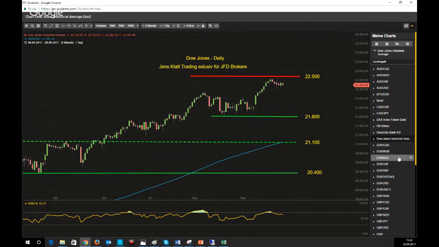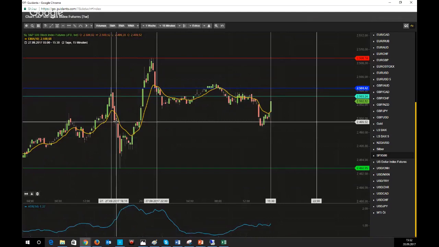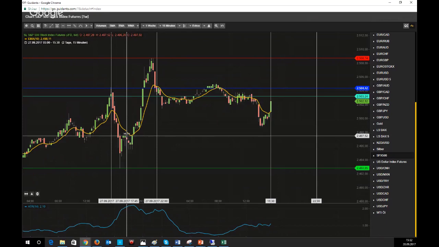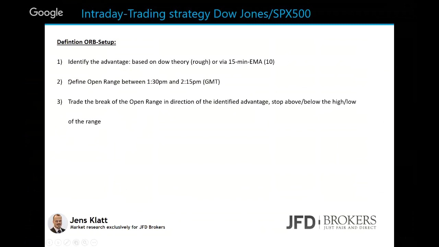But on the other hand, it's also very important to note that there's a chance that we are short on the day. That's happening the moment we are trading below the 10 exponential moving average on a 50-minute time frame. So first of all, we need to wait for an open range to develop. That's in fact the first thing. We should probably define the open range between 1:30 and 2:15 p.m. first, and then identify the advantage, even though it doesn't really matter.